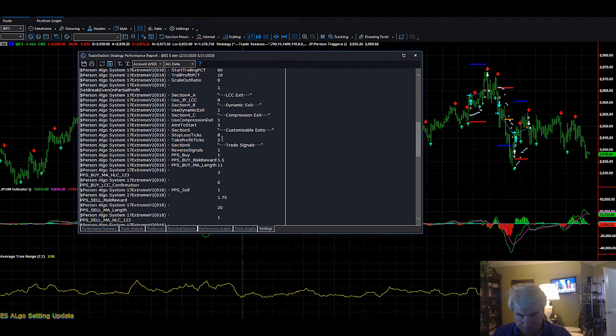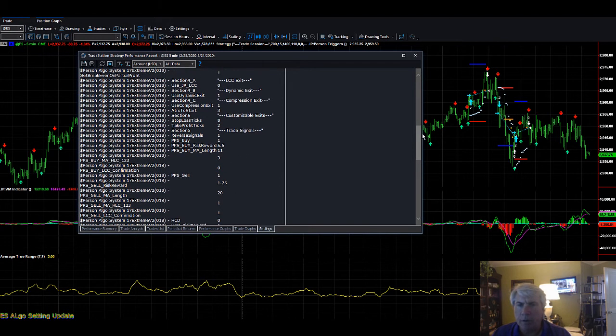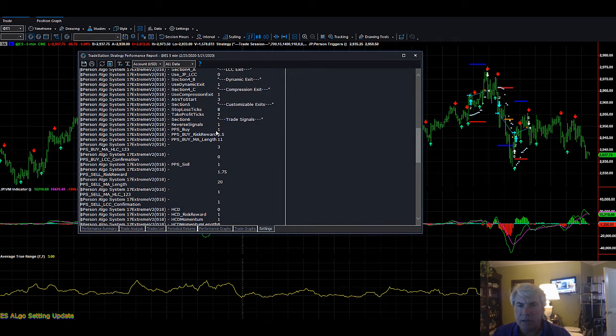In this model, this is where it's at. Going down forward here, we have reverse signals, yes. We have PPS buy. 0 is false, 1 is true.